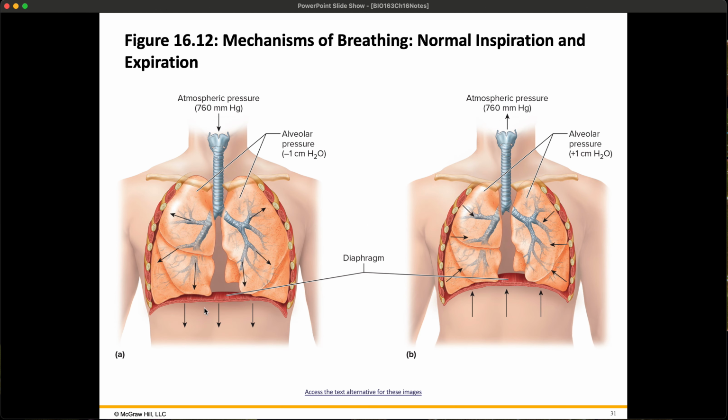Here's a depiction of that. So you can see as the diaphragm is pulling down, the lungs are expanding and air starts to draw in. And then as the diaphragm relaxes and the rib muscles relax, pressure starts to increase inside the lungs. You're decreasing volume, increasing pressure, and so air moves up and out.